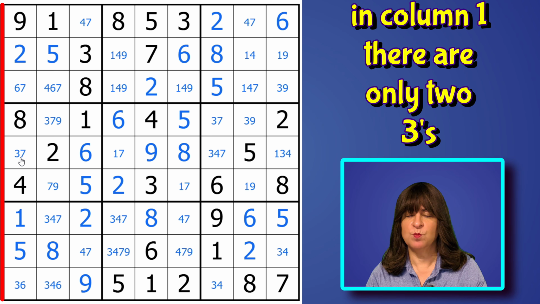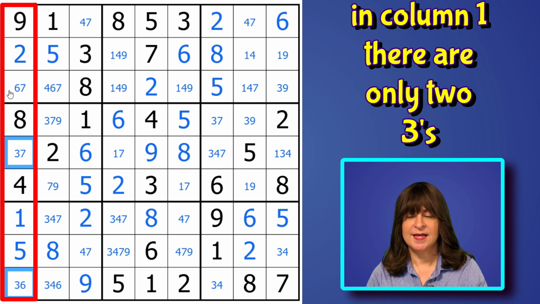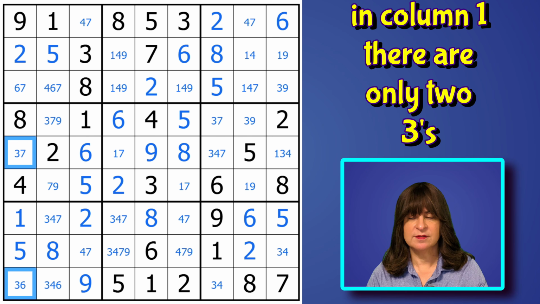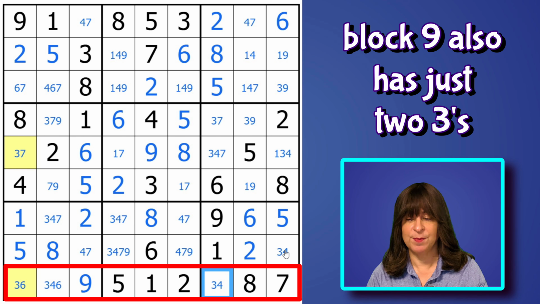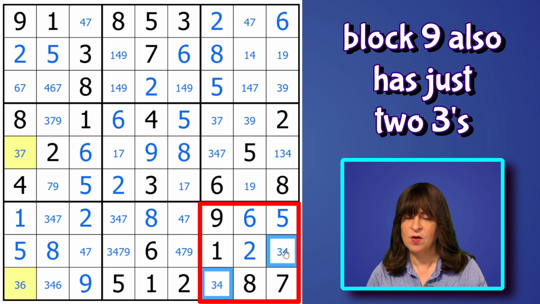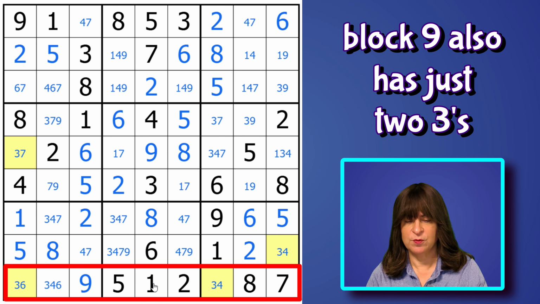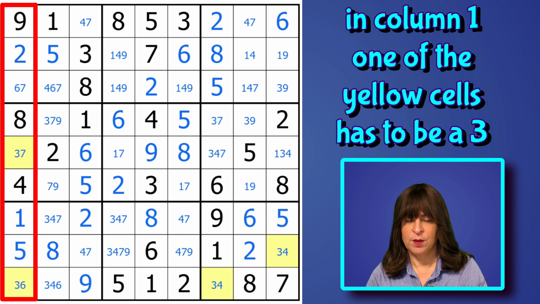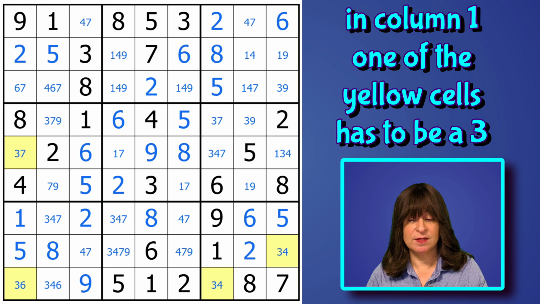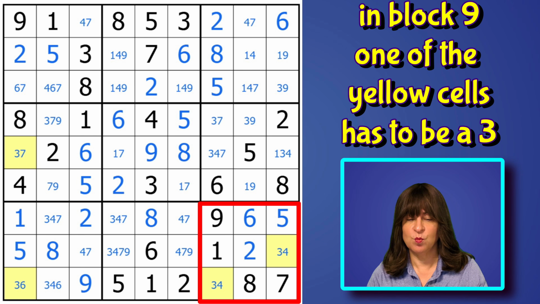Okay, so here in column 1, we have just 2 3s and also just 2 7s. But let's look at the 3s for now. So here there are 2 3s in column 1, and one of them is in the bottom row. And in block 9, there are also just 2 3s, and one of the 3s is also in the bottom row. So we have 4 cells that form some sort of a chain. So now look at column 1. One of these yellow cells has to be a 3. And in block 9, one of these yellow cells also has to be a 3.